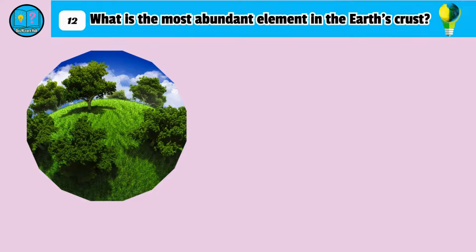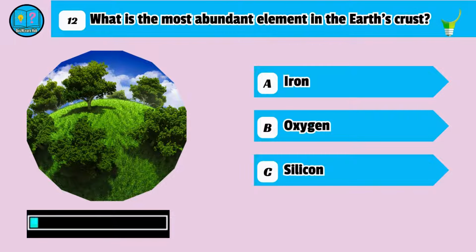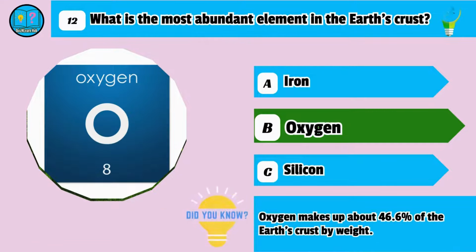12. What is the most abundant element in the Earth's crust? Iron, oxygen, silicon. Oxygen. Oxygen makes up about 46.6% of the Earth's crust by weight.